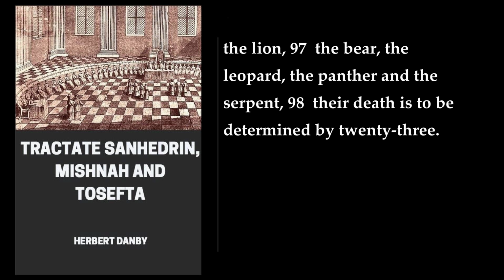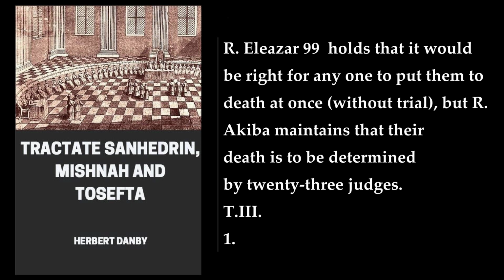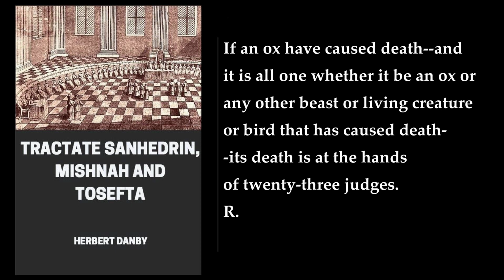The lion, 97 the bear, the leopard, the panther and the serpent, 98 their death is to be determined by 23. Eleazar 99 holds that it would be right for anyone to put them to death at once, without trial, but Akiba maintains that their death is to be determined by 23 judges. T.3. 1. If an ox have caused death and it is all one whether it be an ox or any other beast or living creature or bird that has caused death, its death is at the hands of 23 judges.